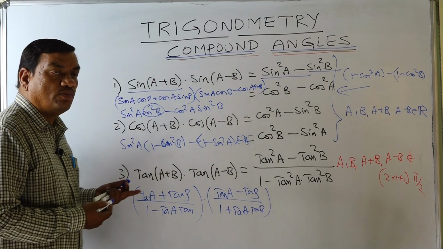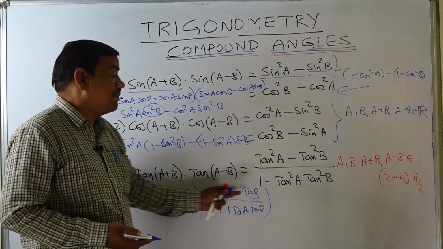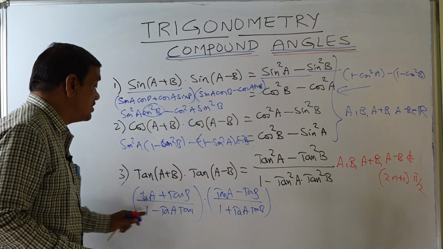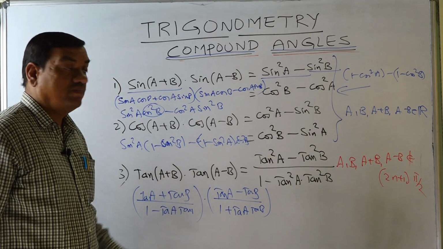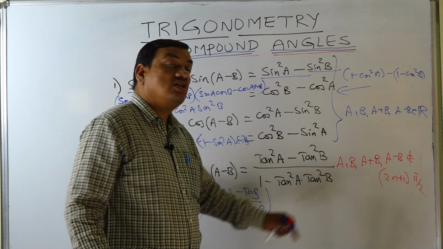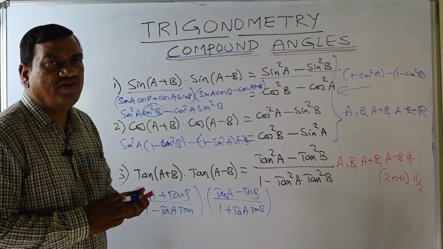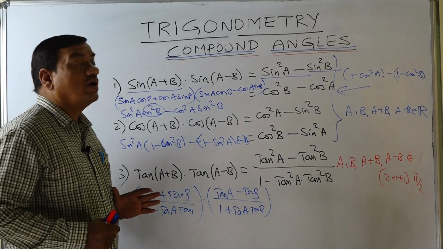See here, in the numerator and denominator, the numerator has (a plus b) into (a minus b), and the denominator also has (a plus b) into (a minus b). Here also a square minus b square, here also a square minus b square. Proofs are very, very easy. I hope that you understand this solution.